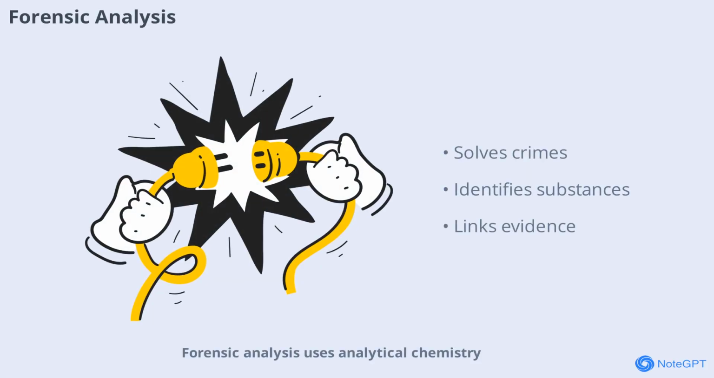Forensic analysis uses analytical chemistry to solve crimes and investigate incidents. Techniques like chromatography, spectrophotometry, and DNA analysis help identify substances found at crime scenes. Analytical data can link suspects to evidence, determine causes of death, and uncover hidden details. Forensic chemistry is a fascinating field that combines science with detective work.